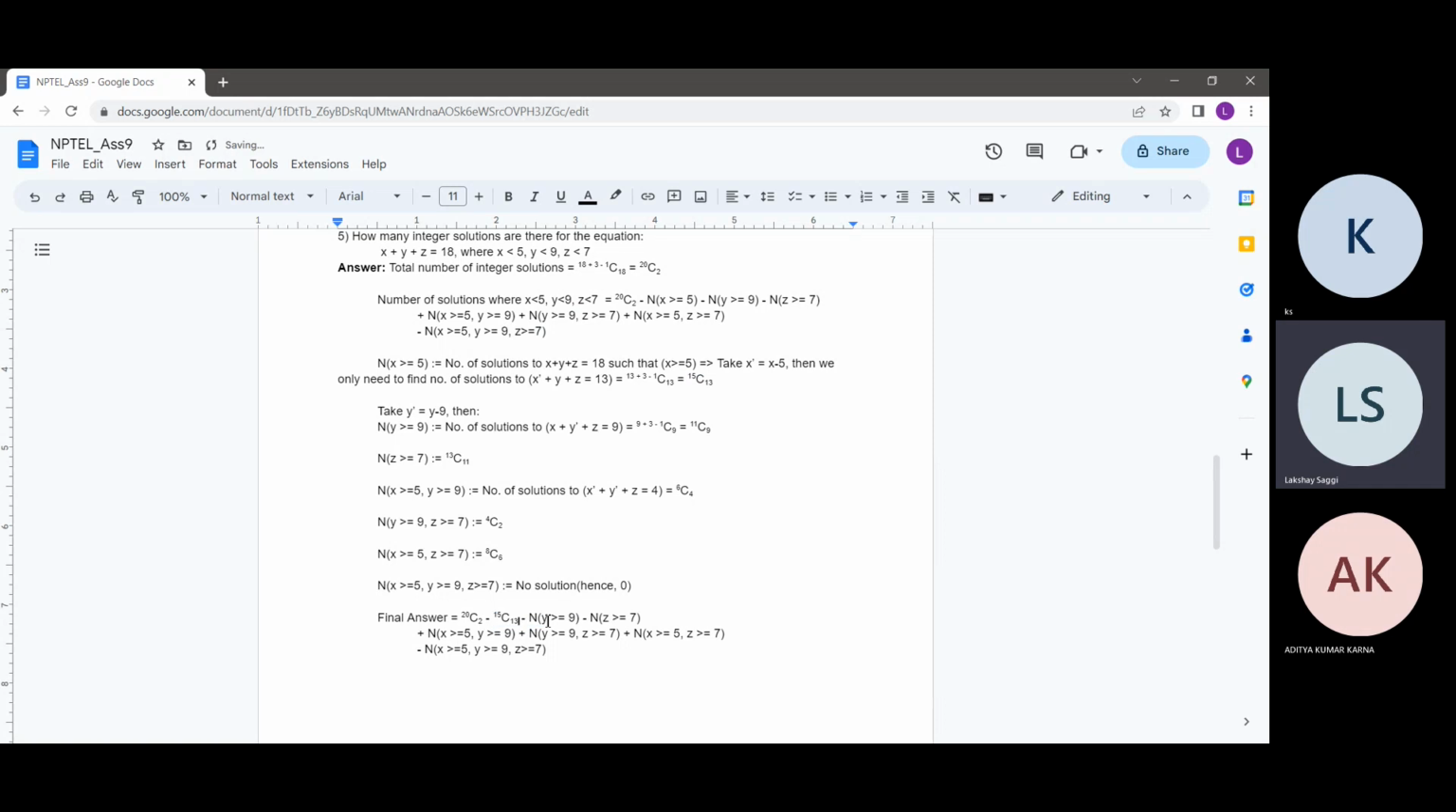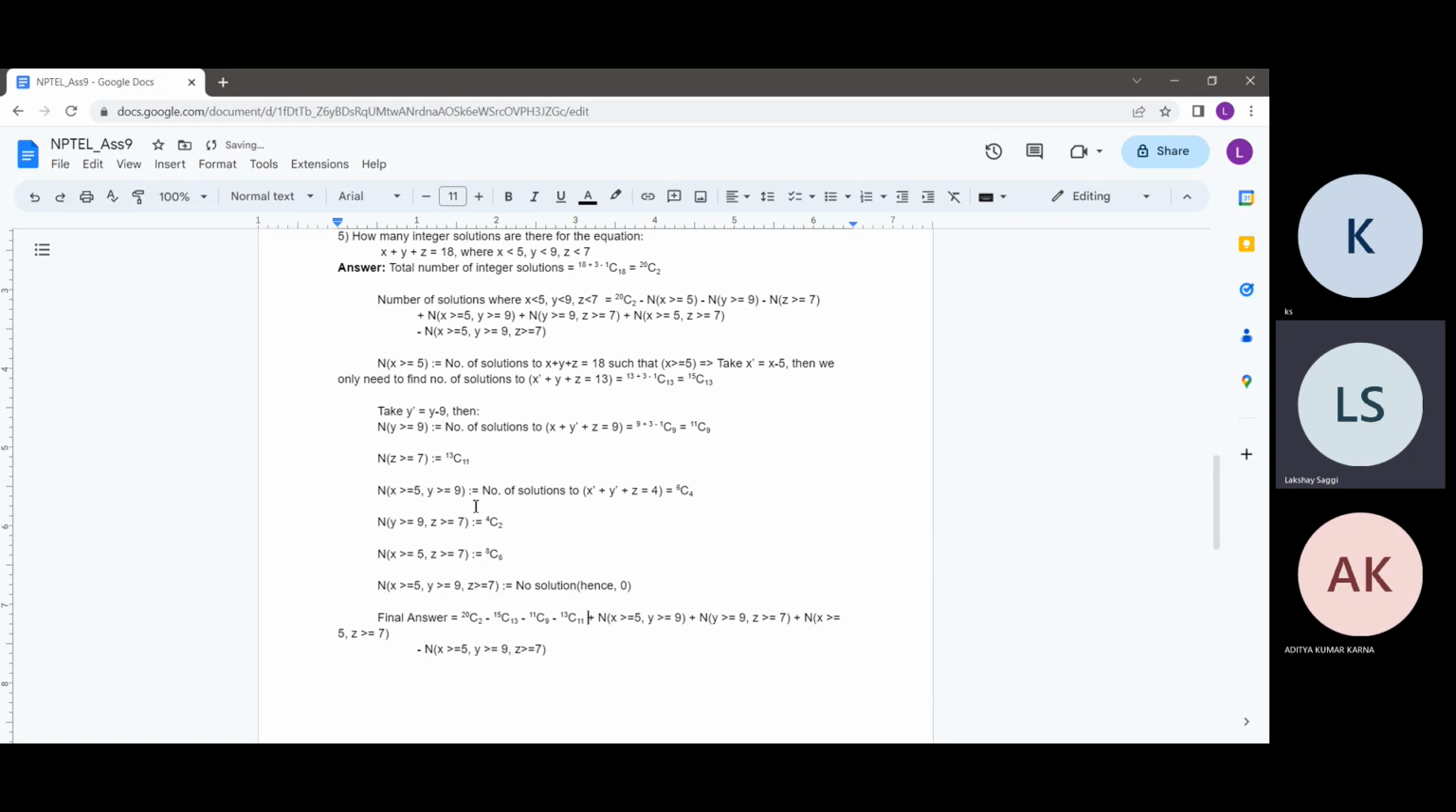This can be replaced by 15C13. Now y greater than or equal to 9, I calculated as 11C9. So I just substitute this also. z greater than or equal to 7, I calculate as 13C11. And now maybe I'll just put all of these in the same line.